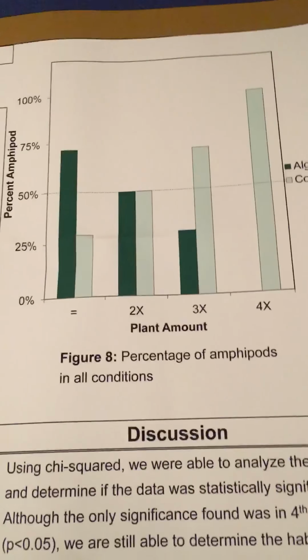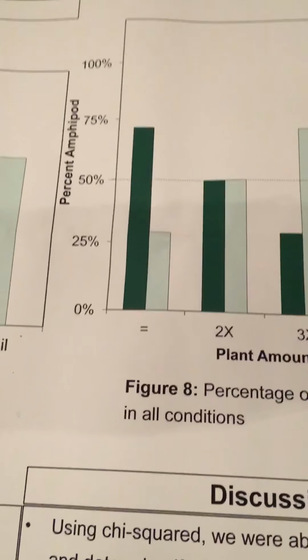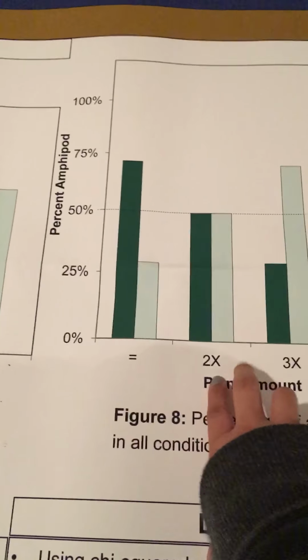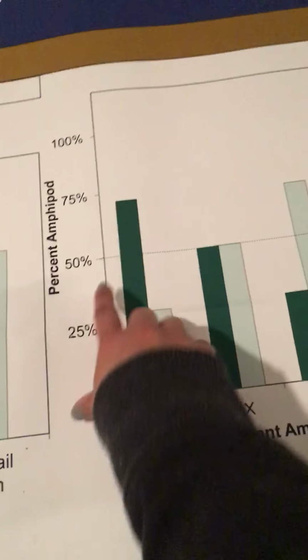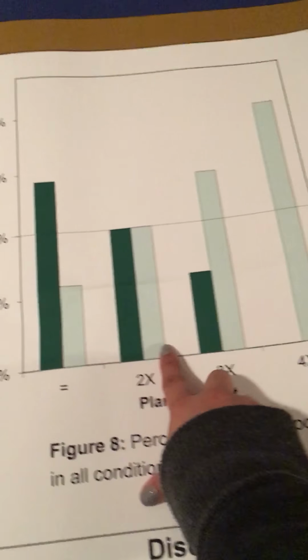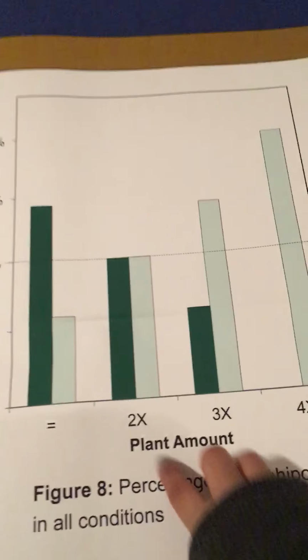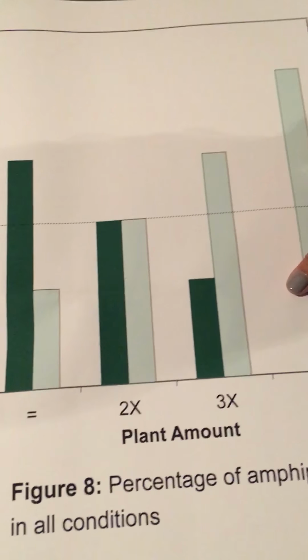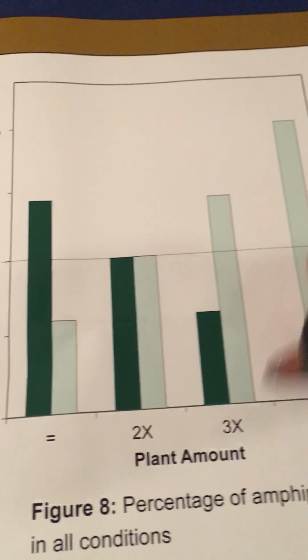You can see more clearly on this graph, when we did the percentages, that the threshold is here at 50%. When there was the same amount of coontail as algae, 50% of them chose algae and 50% chose coontail, which is in light green. After that, they repeatedly chose coontail at higher amounts. As you can see, it just kind of went like that.